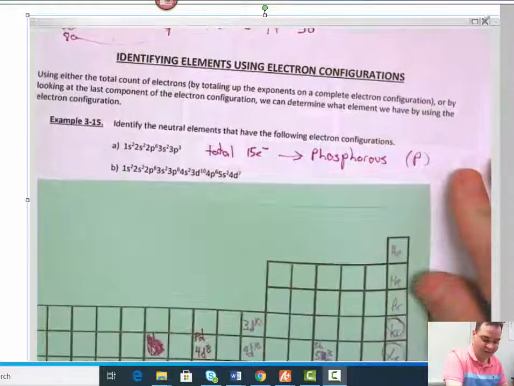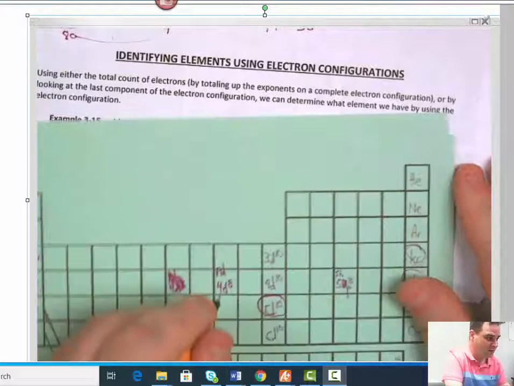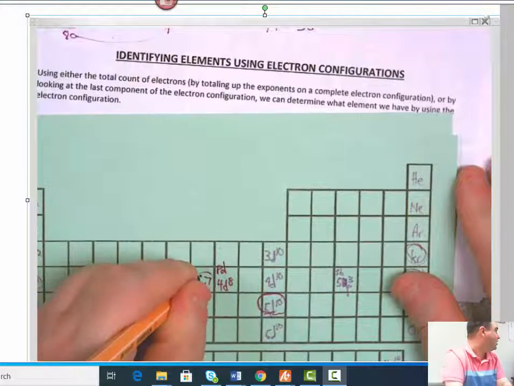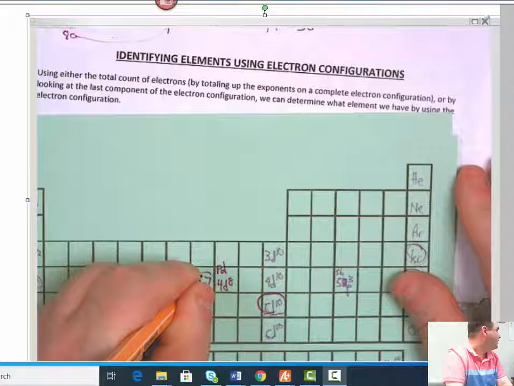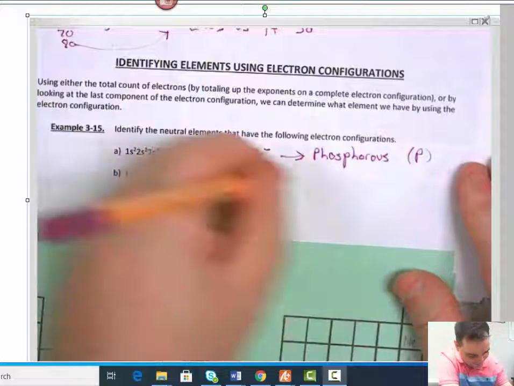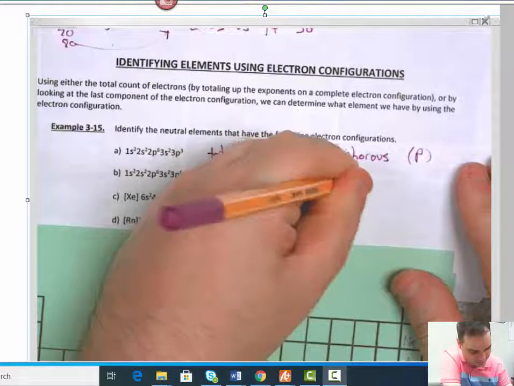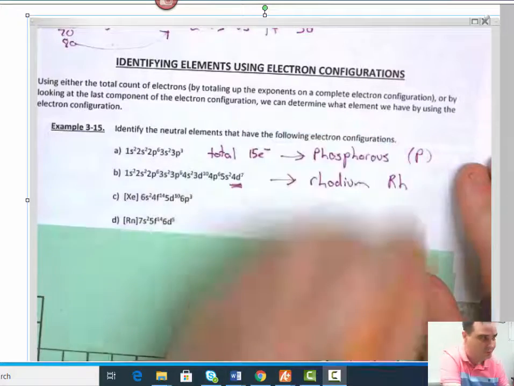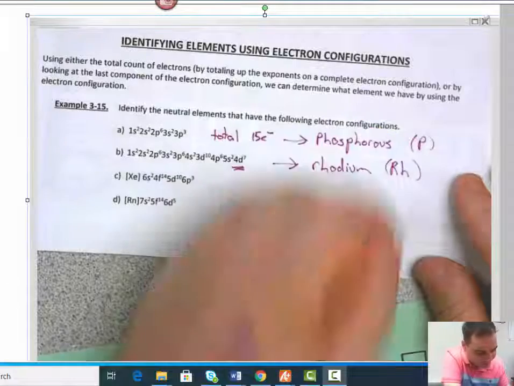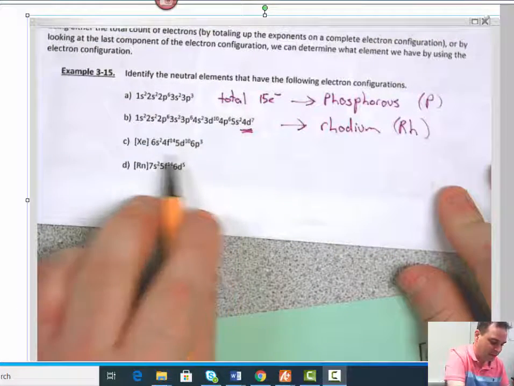Or the other way you can do it is you look at the last one here, which is 4d7. You find 4d7 on your periodic table, which is right here, and you see what element is there. 4d7. Oh, that's my favorite element of them all. That's rhodium. And why is it my favorite element? It's most expensive. That's why. No other reason.